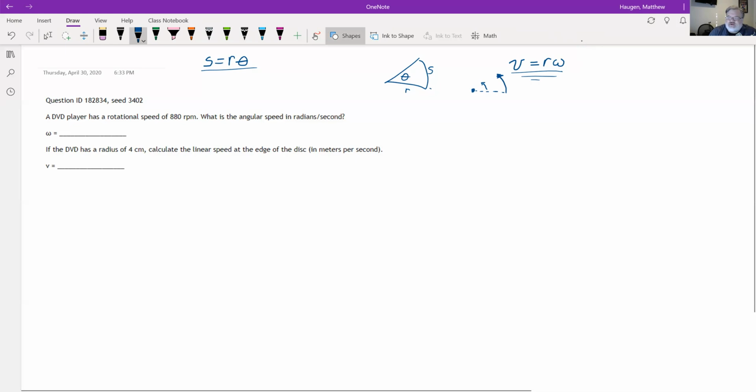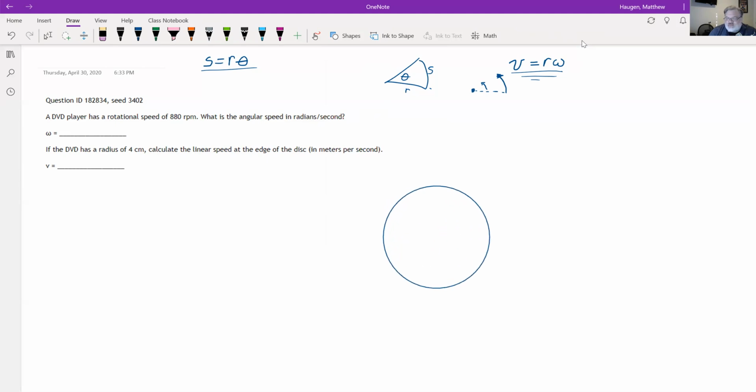So we're told that this DVD player has a rotational speed of 880 RPMs. Now, RPMs are not omega, unfortunately, but RPMs are a very common way to have angular speed or rotation speed expressed to us. We need to remember that RPMs does stand for rotations per minute. So we're going to have to convert that into the unit that we want, which is that omega, and we're specifically told to have it in radians per second. So we've got to turn this rotation into radians and these minutes into seconds.